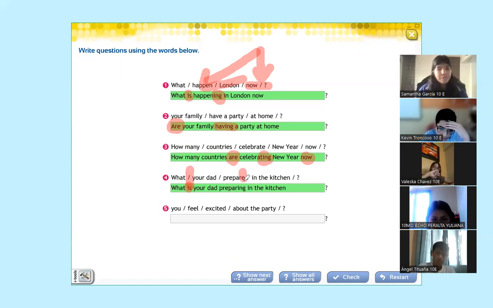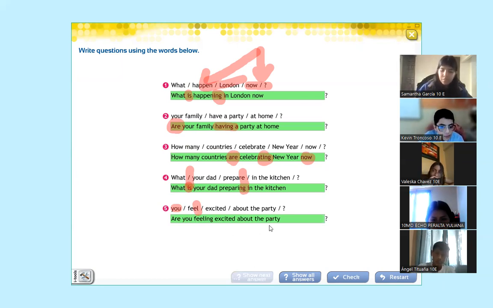your dad preparing, okay, in the kitchen? Daniela, the number 5. It's a yes, no question. Are you excited about the party? Very good.